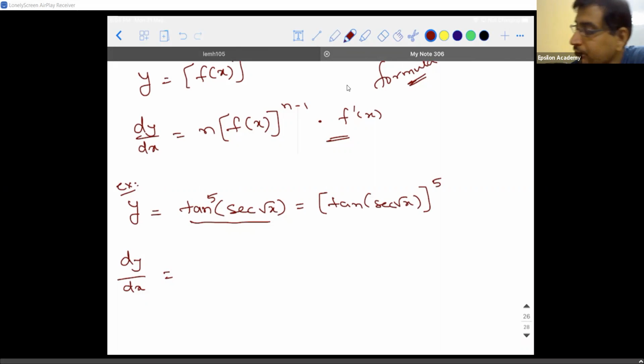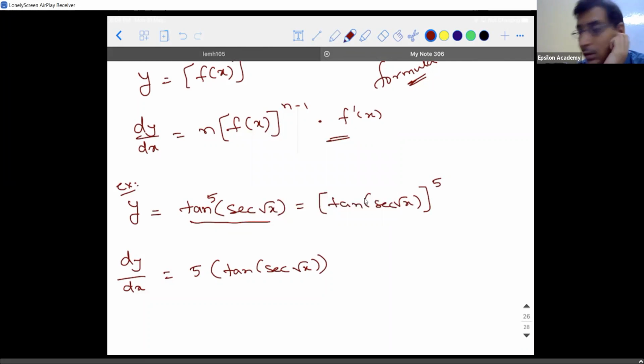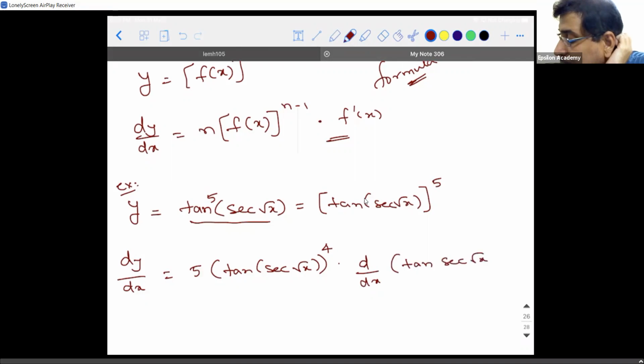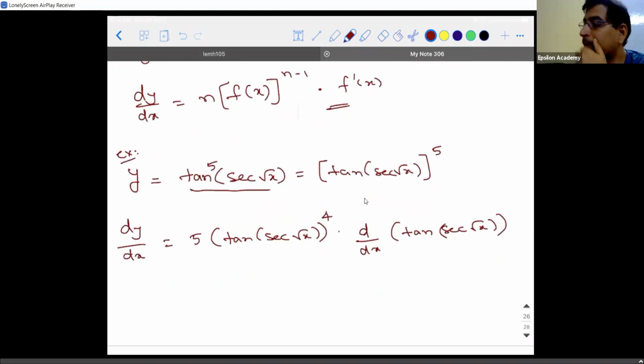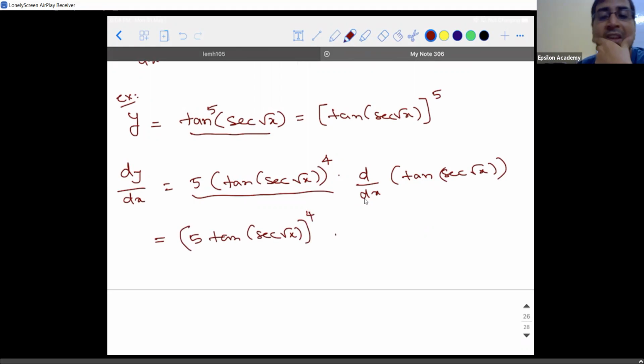Now tell me, it is equal to 5 into tan of secant root x, the whole raised to the power 4, into d by dx of tan of secant of root x. So this part is undisturbed: 5 tan of secant root x, the whole power 4, into the derivative of this thing.